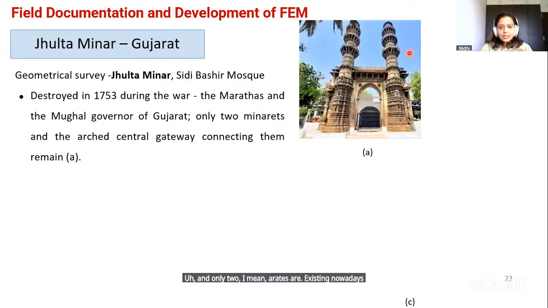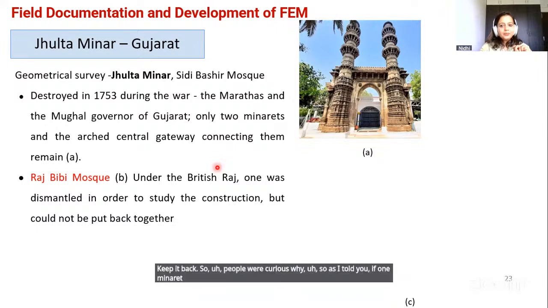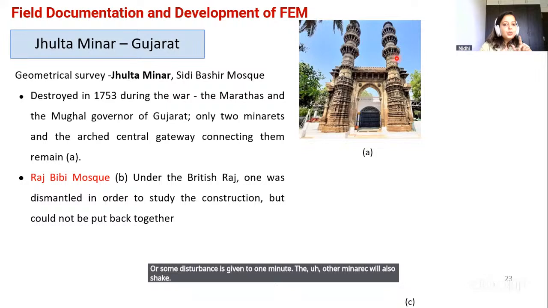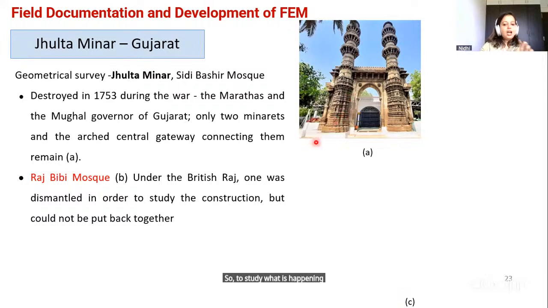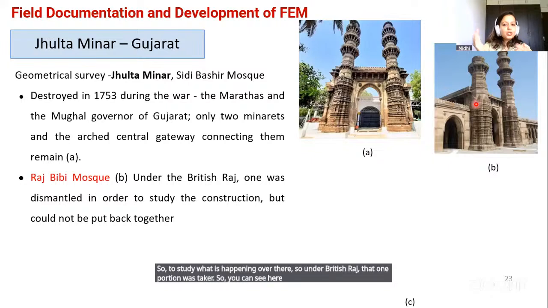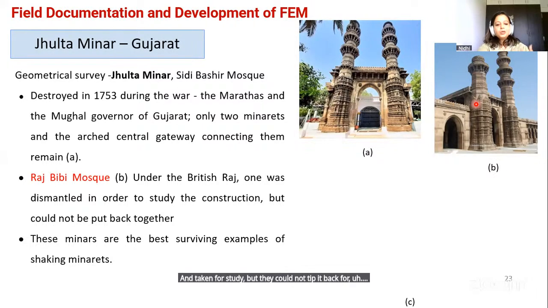So this is the one side, right? And the Raja Bibi Mosque was dismantled in order to study the construction, but they could not keep it back. People were curious why. As I told you, if some disturbance is given to one minaret, the other minaret will also shake. To study what is happening, under the British Raj one portion was taken. You can see here, the top portion was dismantled and taken for study, but they could not put it back.